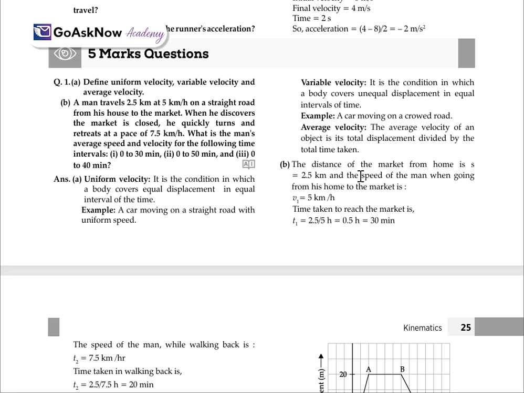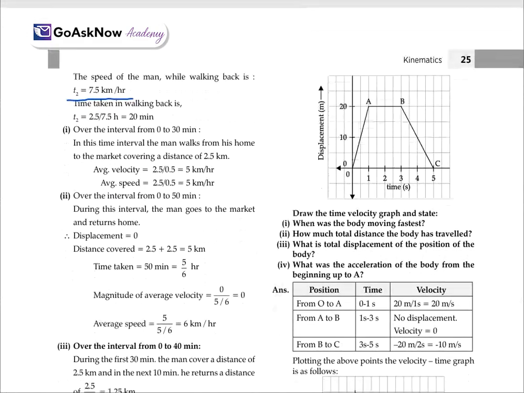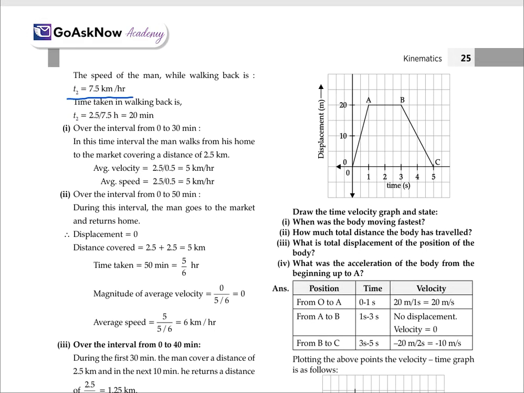For part B, the distance of the market from home is 2.5 km. The speed of the man going from home to the market will be V1 equals 5 km per hour. We have taken this from the given data. Then the time taken to reach the market is T1 equals 2.5 upon 5, which equals 0.5 hour, or we can say 30 minutes. We have just simply converted hour into minutes. Likewise, the speed of the man while walking back is V2 equals 7.5, and the time taken back, T2, is 2.5 upon 7.5, which means 20 minutes.